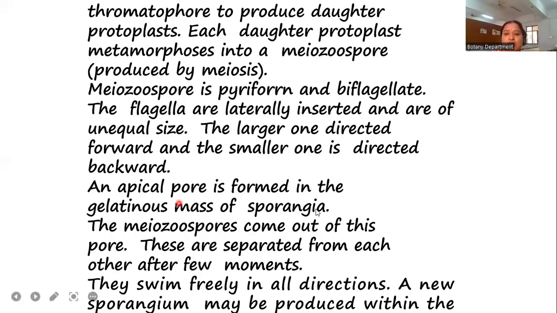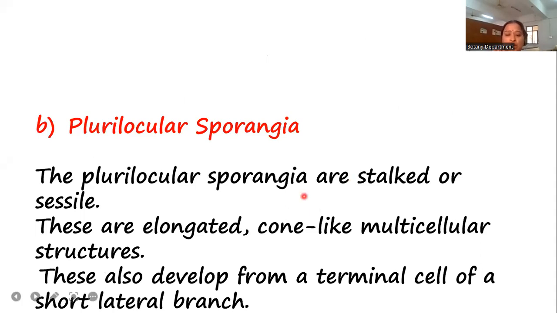Next, the second one, plurilocular sporangia. Plurilocular sporangia are elongated, cone-like structures borne singly on the diploid or asexual plant. They are present at the end of the lateral branches. From each locule, one zoospore is formed.